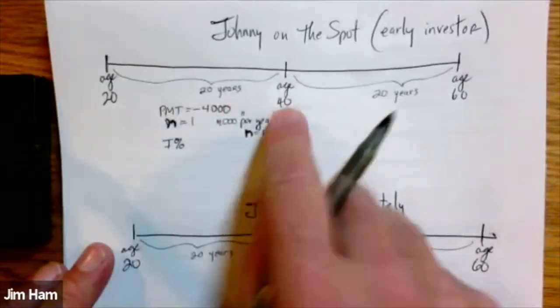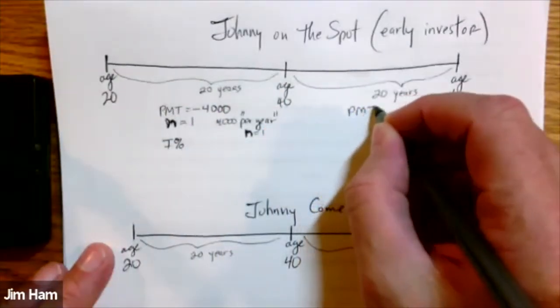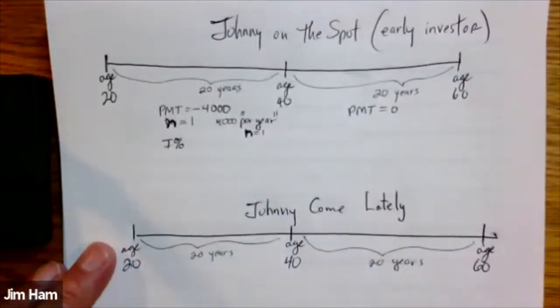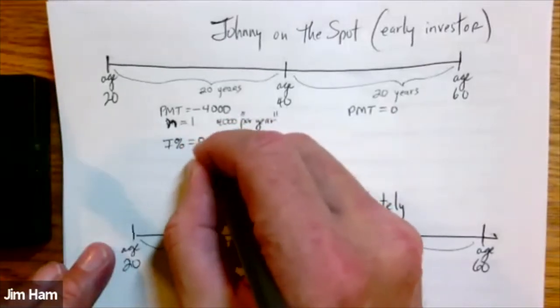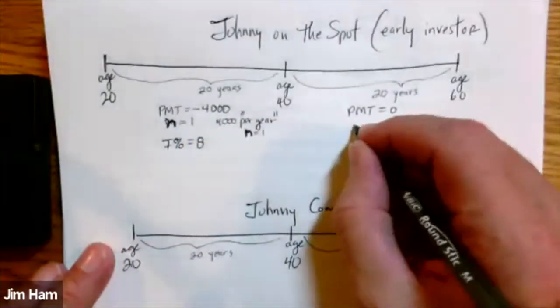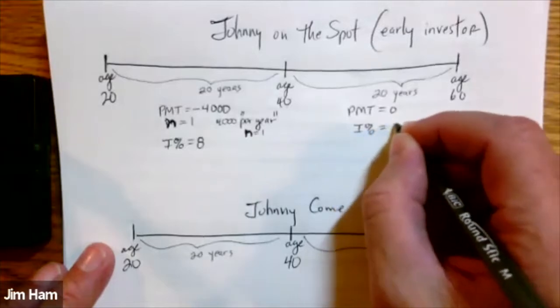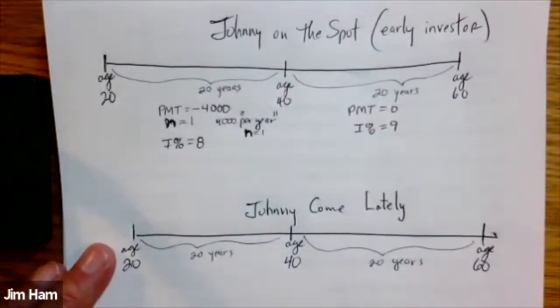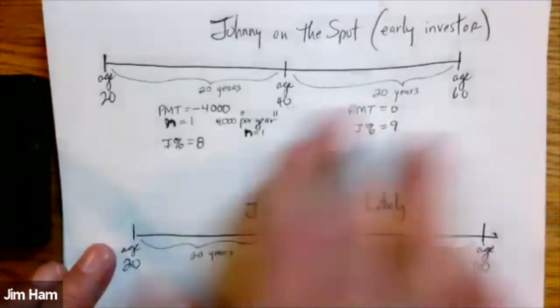So Johnny on the spot invests $4,000 per year for the first 20 years, but then in the last 20 years invests nothing. The interest rate in the first 20 years is 8%, and the interest rate in the last 20 years is 9%. And we get all of this from the problem. I'll go back and look at the problem so you can match it up.